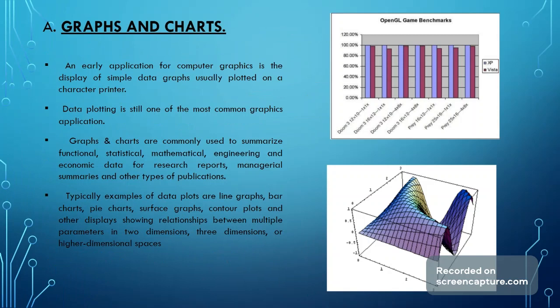Typical examples of data plots are line graphs, bar charts, pie charts, surface graphs, contour plots, and other displays showing relationships between multiple parameters in two-dimensional, three-dimensional, and higher-dimensional spaces. Here is an example of a bar graph, and below it is a three-dimensional structure.